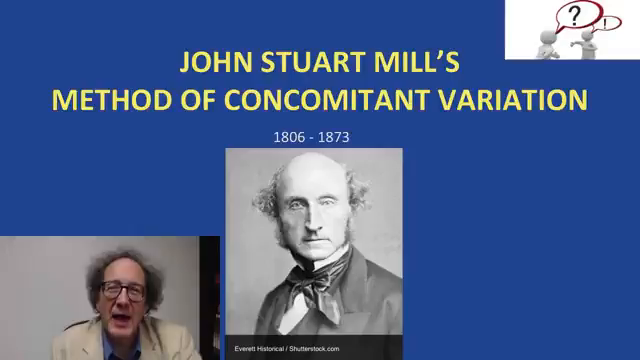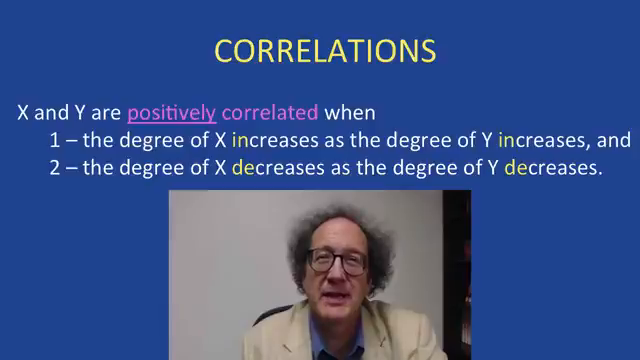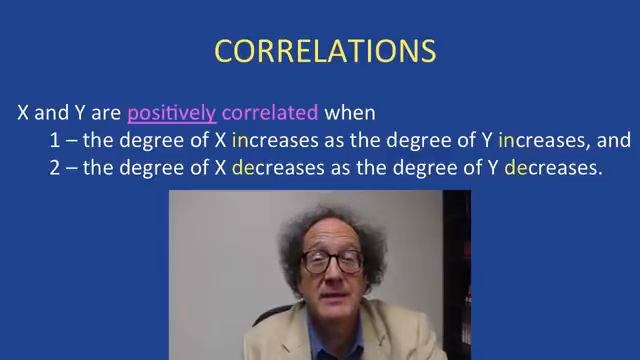Now, in order to apply the method of concomitant variation, the first thing we've got to get straight is the idea of what a concomitant variation is. Well, to avoid that word, people these days call them correlations. And the first kind of correlation we've got to understand is a positive correlation. X and Y are positively correlated when an increase in X is associated with an increase in Y, and a decrease in X is associated with a decrease in Y. That's what a positive correlation is.